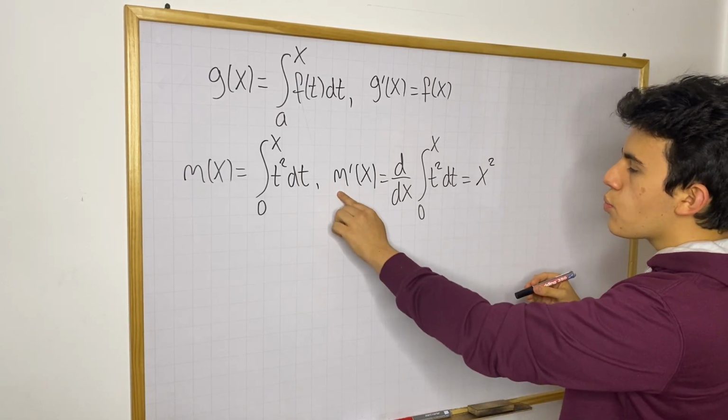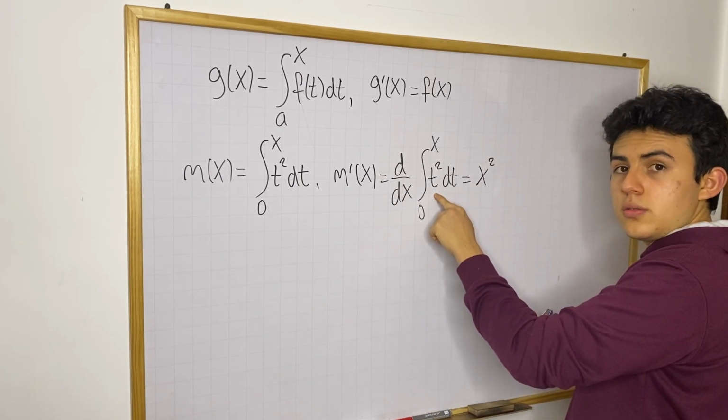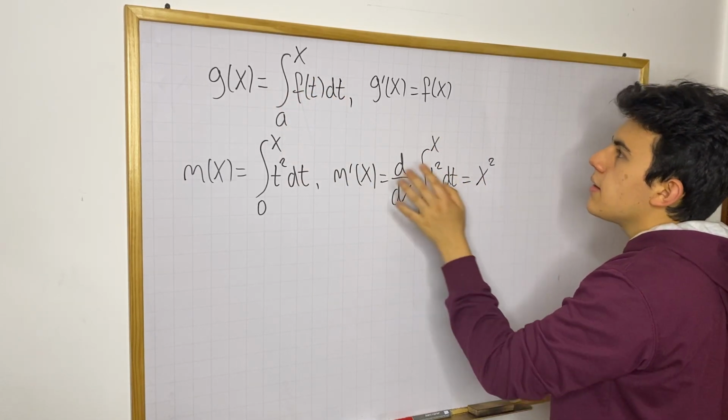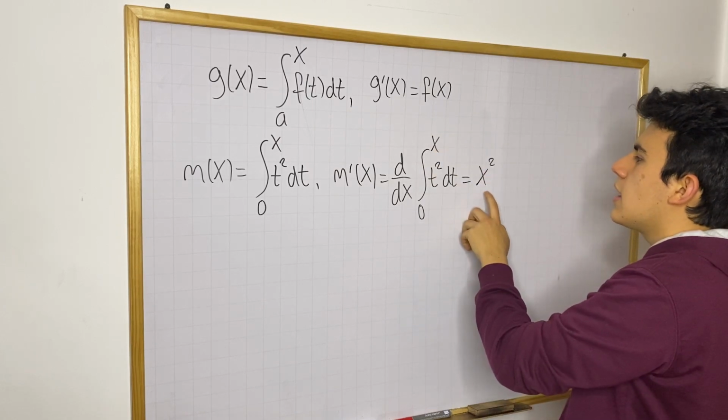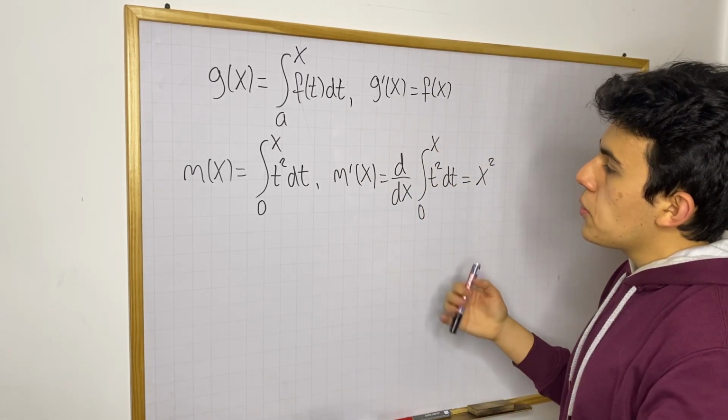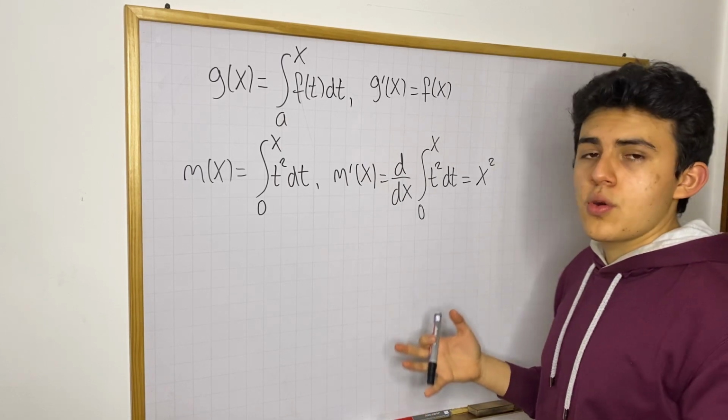So this means that m prime is equal to the function in the integrand, which in this form is f of t, and instead of f of t, we have f of x, which is x squared, okay? That's all. So now, what if we wanted to find, let's say, m double prime, okay?